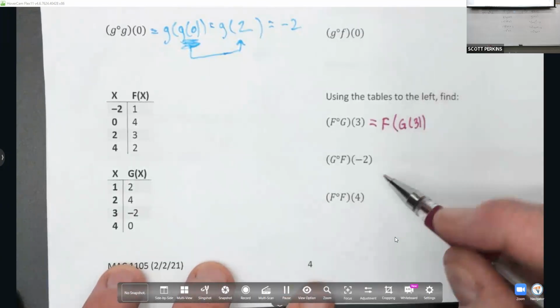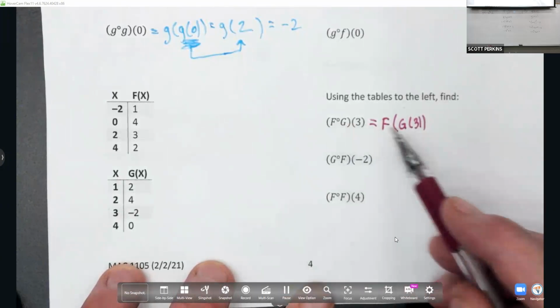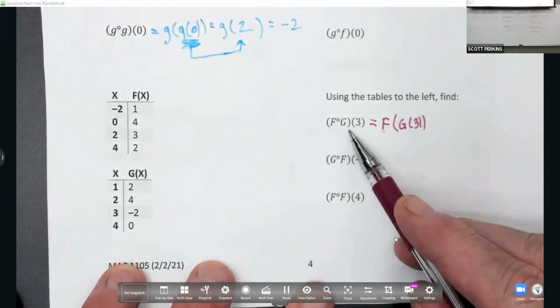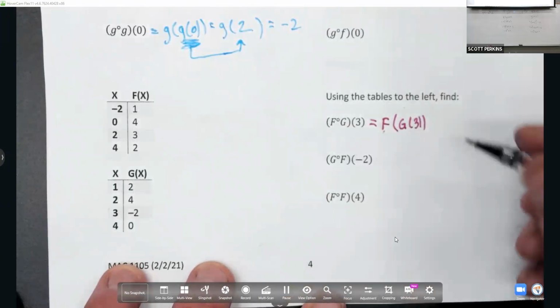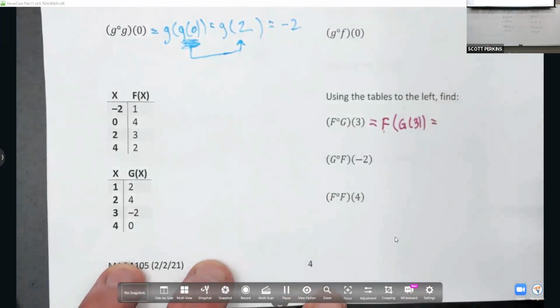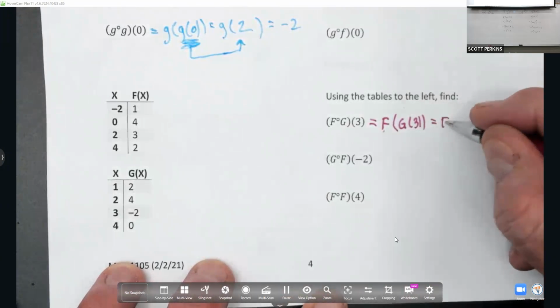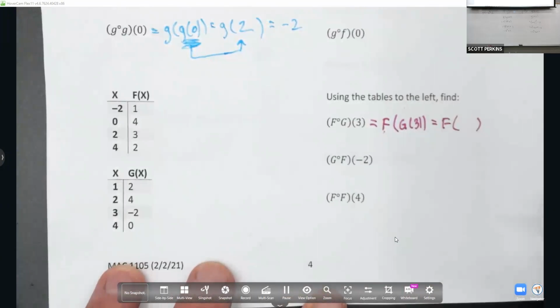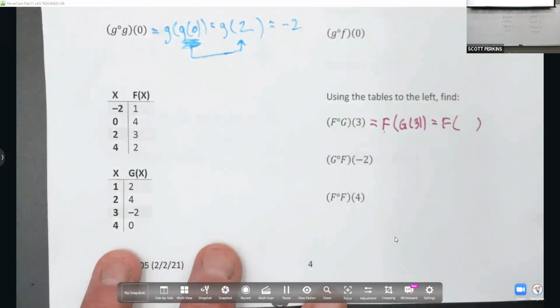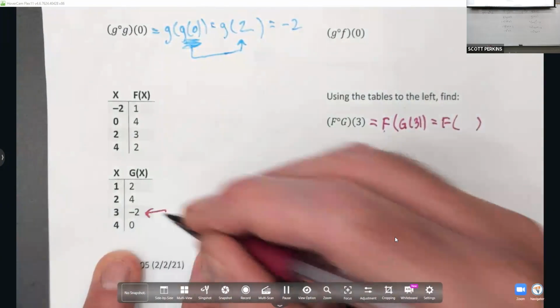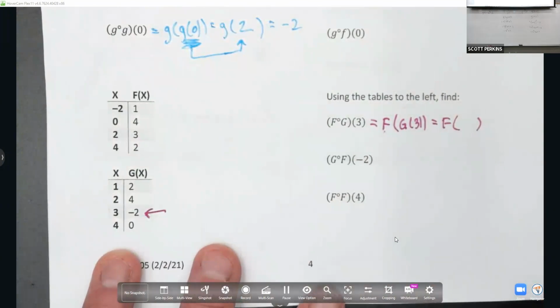All right, so f composed with g of 3, the f comes first, so it's on the outside, the g comes second, so g of 3 is on the inside. So when I go to the table that represents the relationship for the function g, what is the output for g of 3? Okay, it's right here. When I plug in the x value 3, I get the y value -2 out.